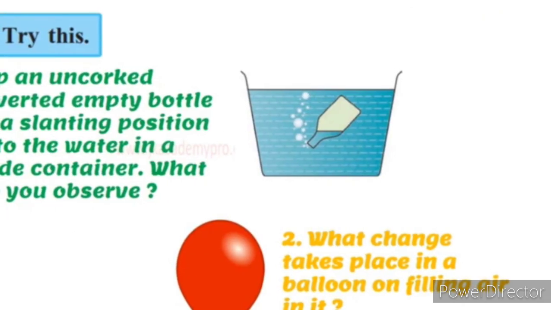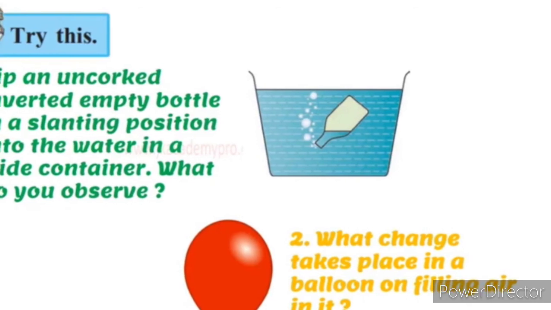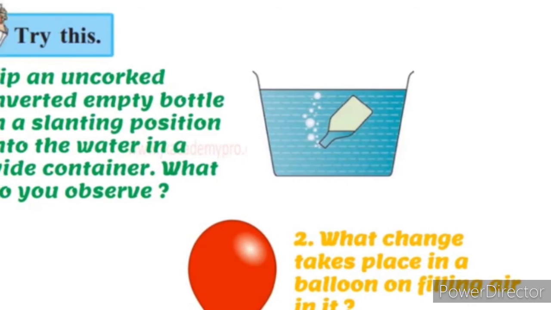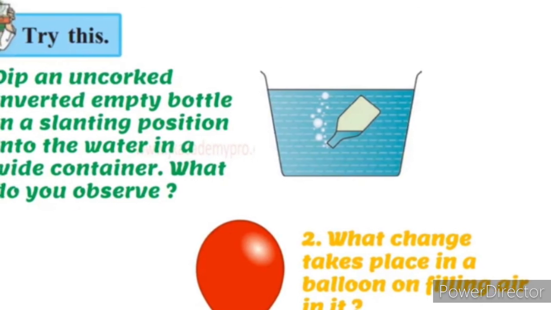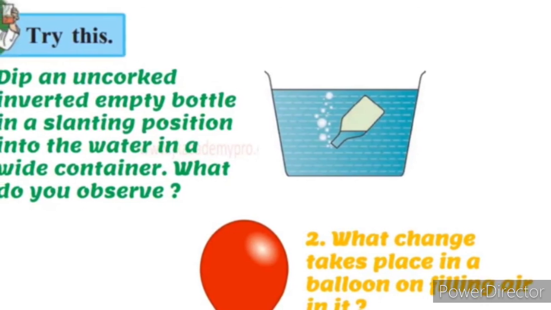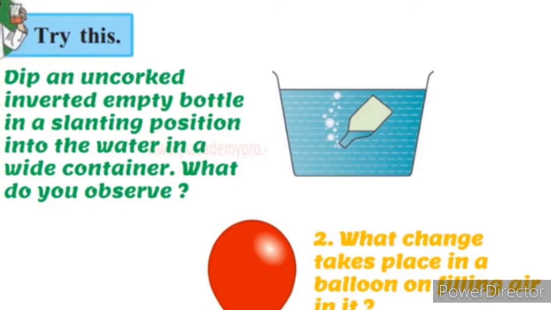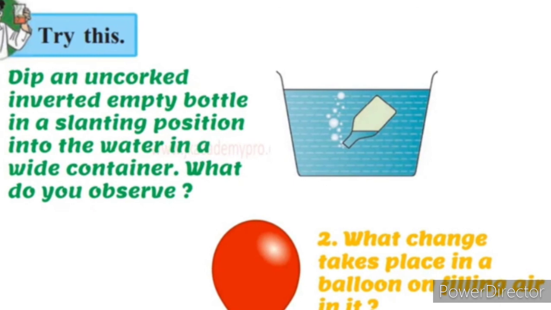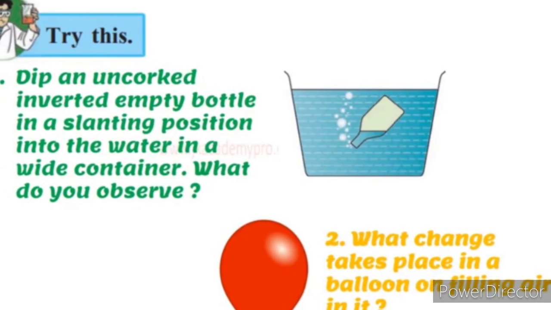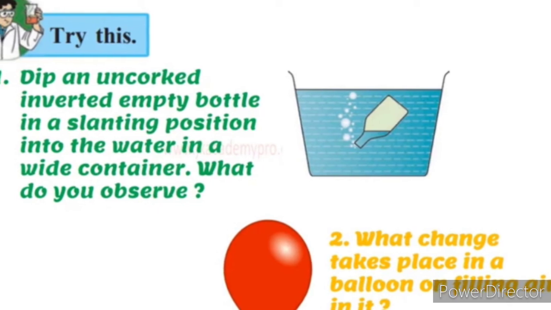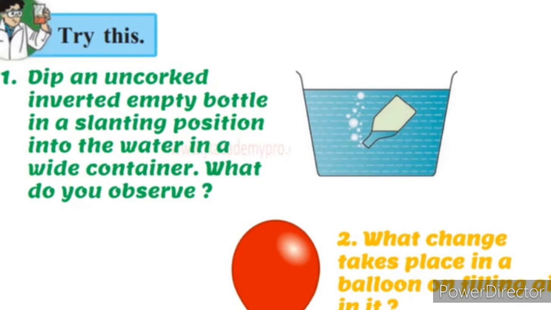So use your brain power. Dip an uncorked inverted empty bottle, means a bottle in good condition should be there, and we have to keep it in a slanting position in the water in a wide container. Means take one bathtub or one bucket. In that we have to take this empty bottle inverted. What do you observe? You will see the air bubbles coming from that bottle in the water.